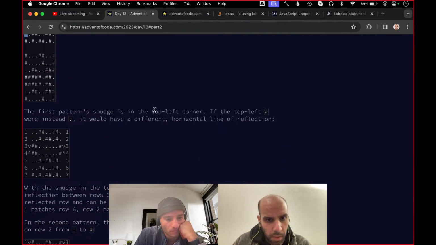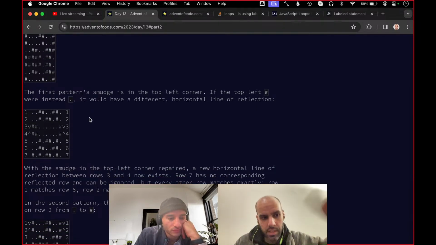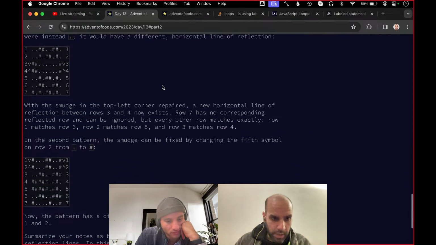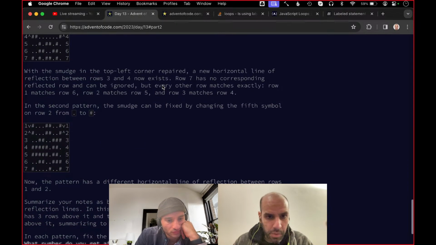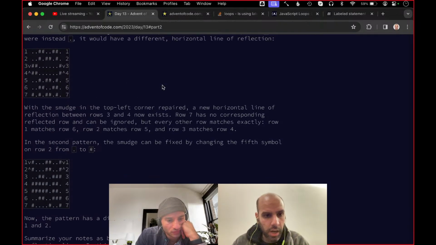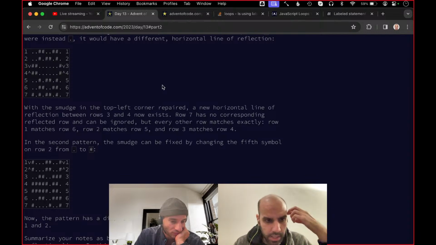If the top left were changed instead of dot, it would have a different horizontal. And it doesn't really matter which one we fix. The smudge could be the one in the top or the one below. With the smudge in the top left corner repaired, a new horizontal line of reflection between rows 3 and 4 now exists. Row 7 has no corresponding reflected row and can be ignored. But every other row now matches exactly. Row 1 matches 6 and so on.